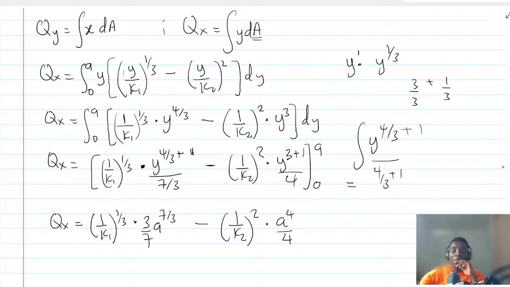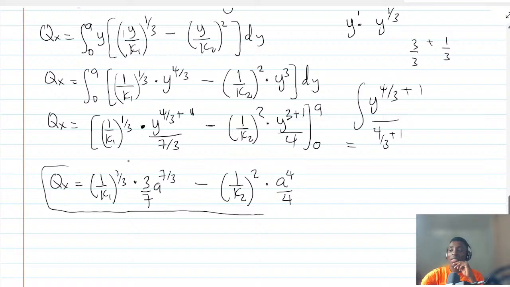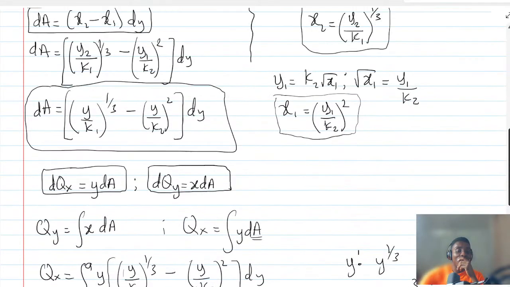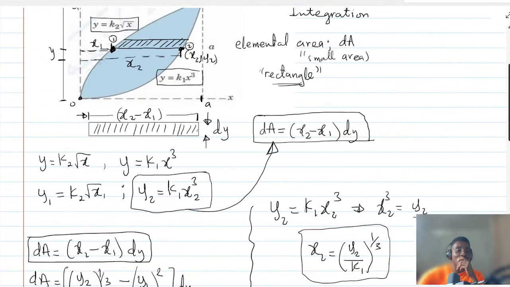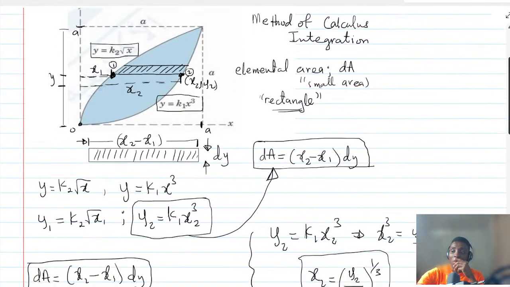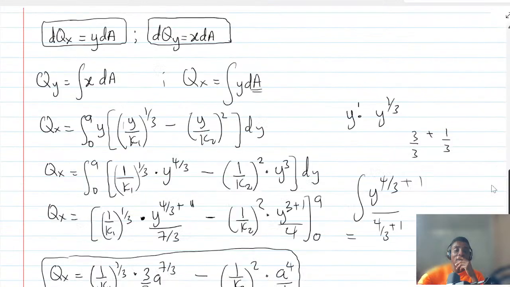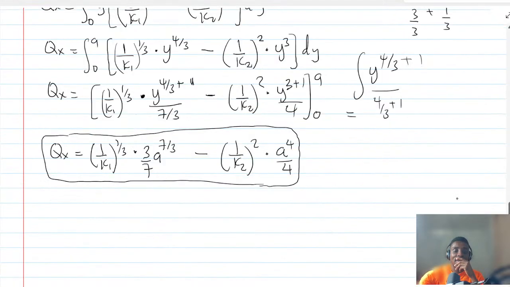But then you see, all we are doing here is not basic mechanics. Whatever we are doing here is calculus. So this question is not really basic mechanics. The whole idea from the basic mechanics is that we just want to find the centroid using calculus. All right. So this is going to be the Qx.